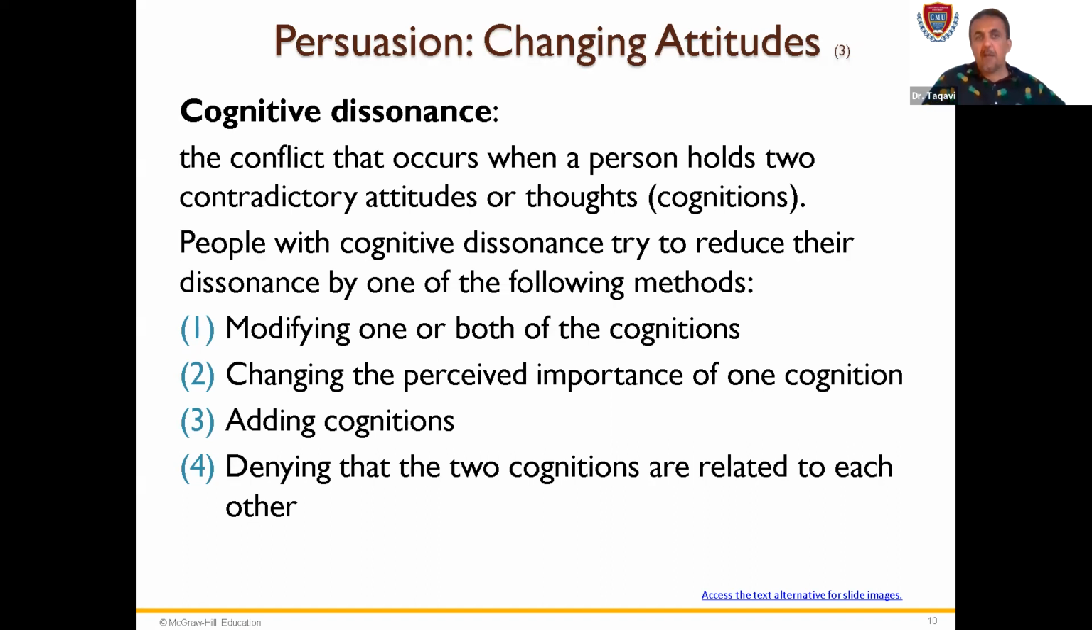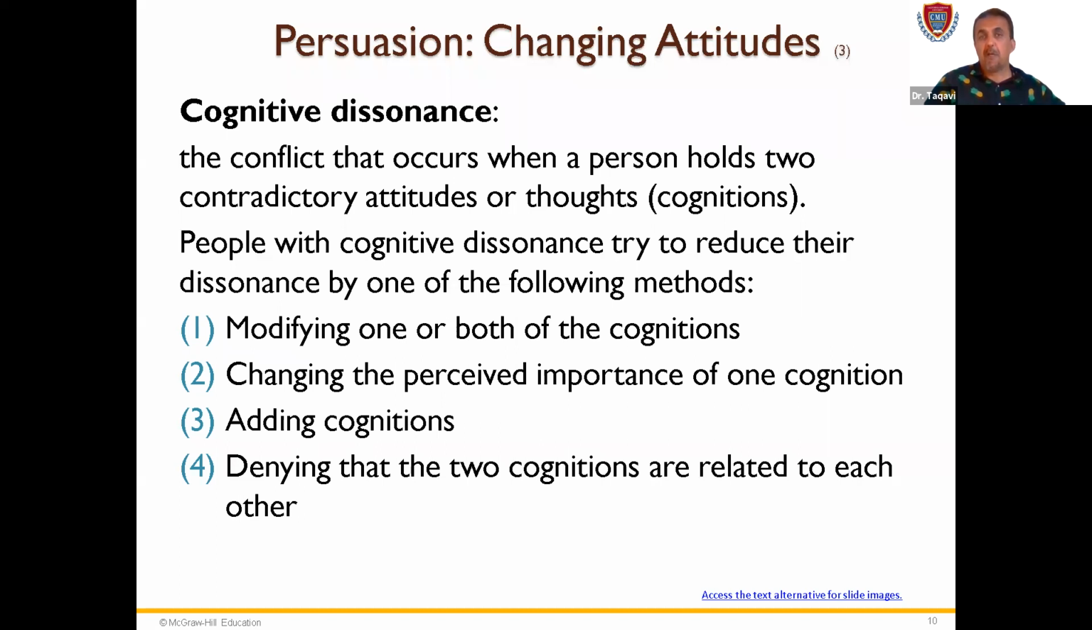For example, people with cognitive dissonance try to reduce their dissonance by one of the following methods. When you are encountering a cognitive dissonance, it is not so good for you. It can be the source of a high level of stress in your life, especially in your family life, in your occupational life, in your educational life, in your love life. It can be a major source of stress for you.